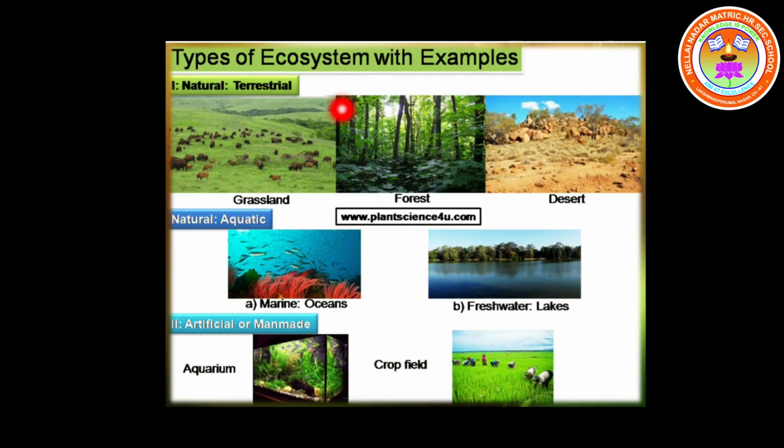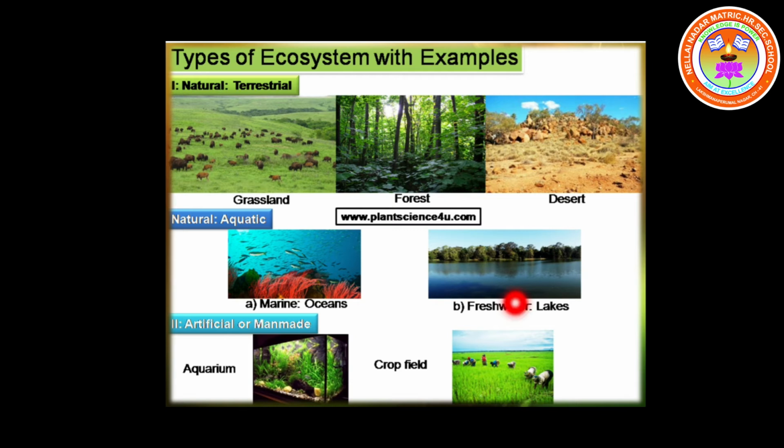Now, let us see about the types of ecosystem with examples. Ecosystem is broadly classified into two types, that is natural ecosystem and artificial ecosystem. Natural ecosystem is classified into two types. They are terrestrial ecosystem and aquatic ecosystem. Terrestrial ecosystem includes grassland, forest, deserts, etc. Aquatic ecosystem includes marines, freshwater systems, etc.